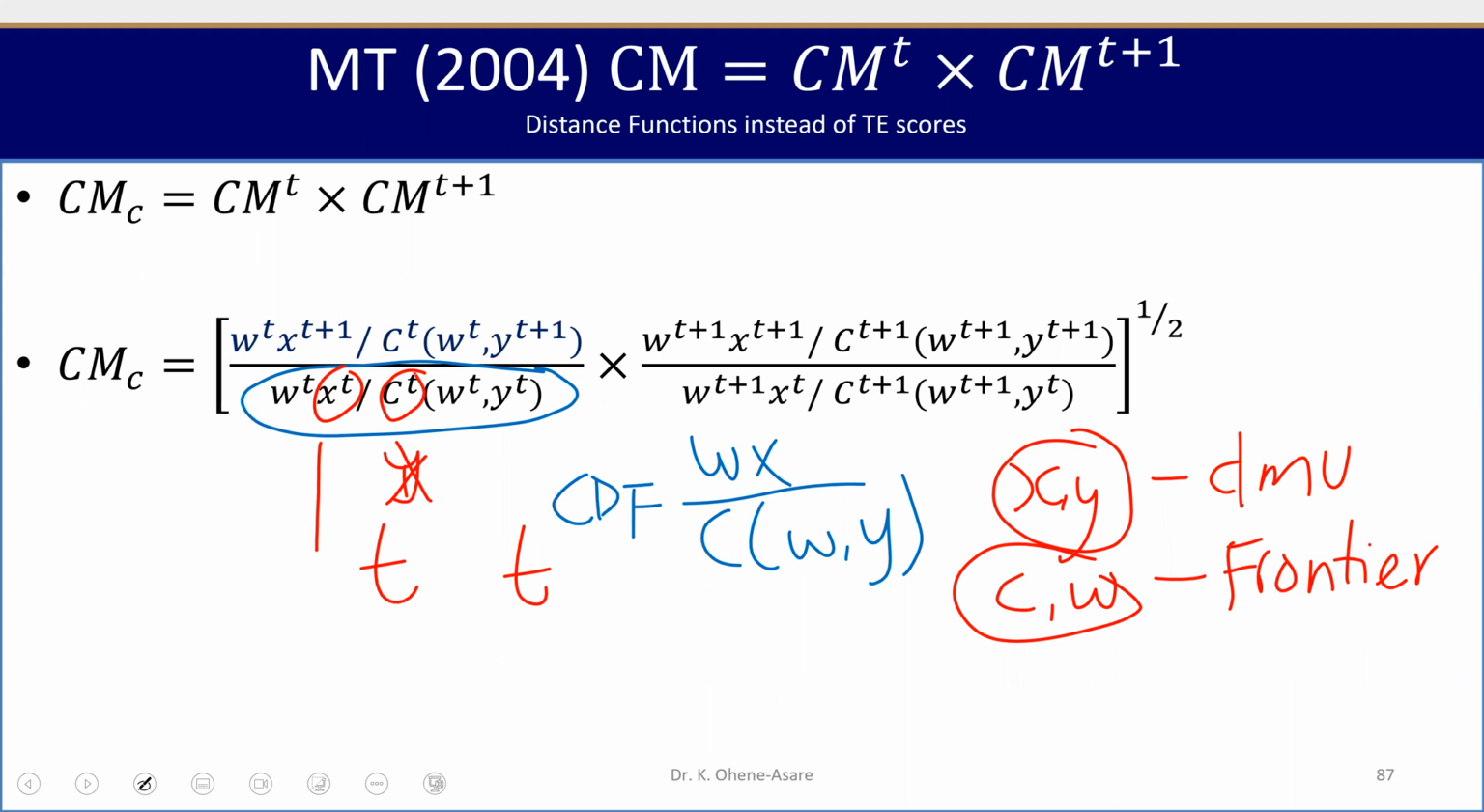So who can interpret this top one here for me? Efficiency of what relative to what? Cost distance function of what relative to what? Who can interpret that numerator part? Emily. Okay, Doc, so the one circled in red is saying that we want the cost distance function of a firm in period T plus 1 relative to the frontier T. That's it. Now, who can interpret this for me? The one on the bottom right here.